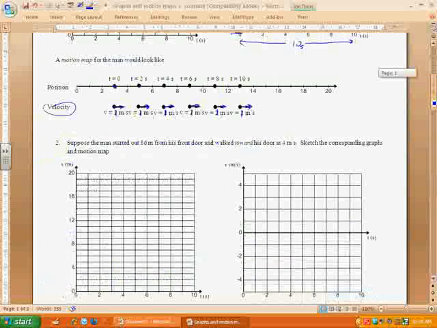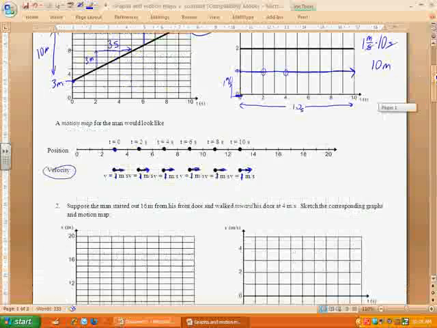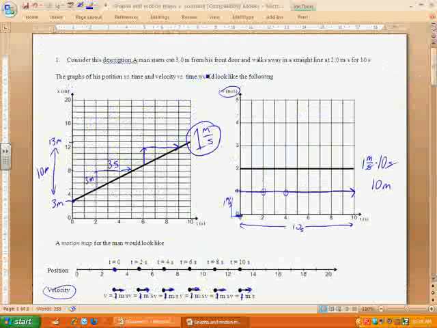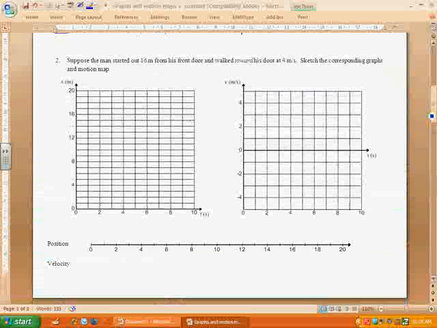Let's talk through question number 2. In the first problem, when he was walking away from his front door, we said that was a positive velocity. He was increasing his distance away from the door. Now in this question number 2, it's going to be different.